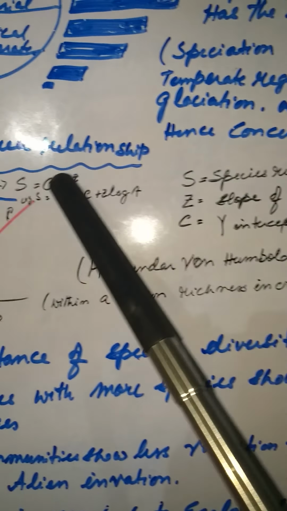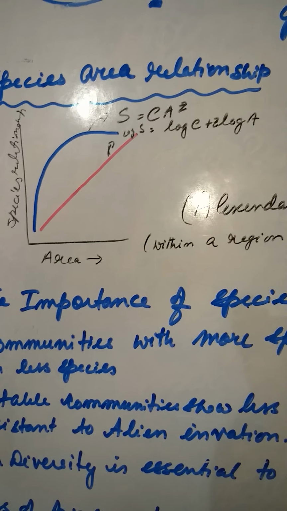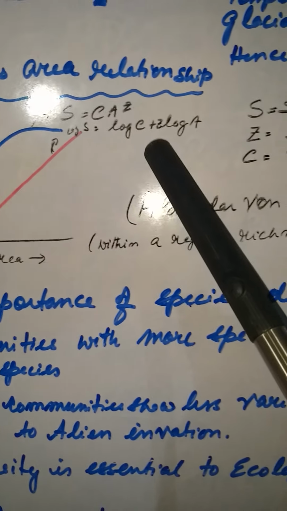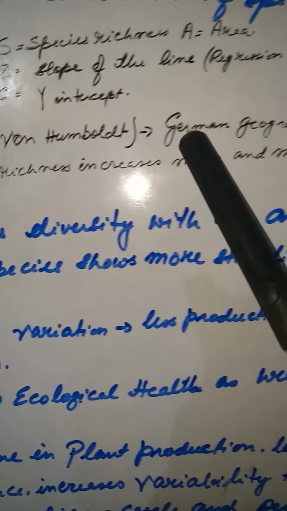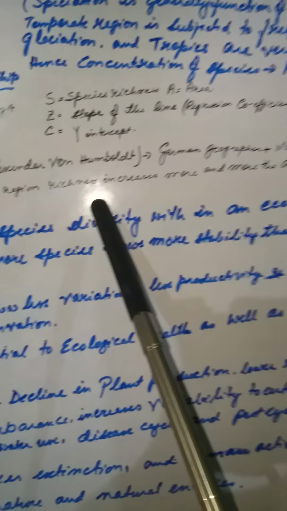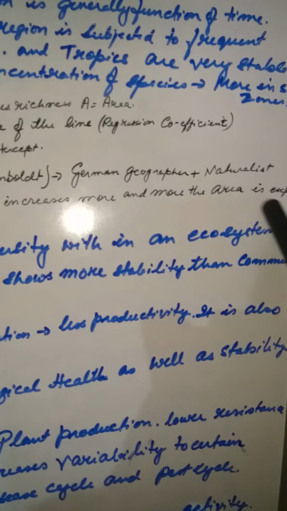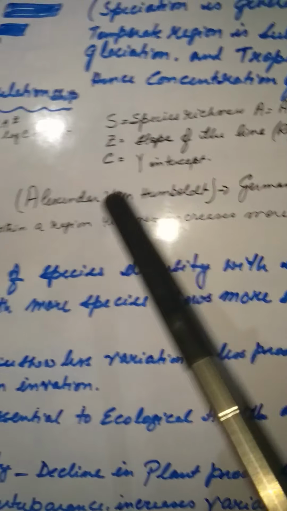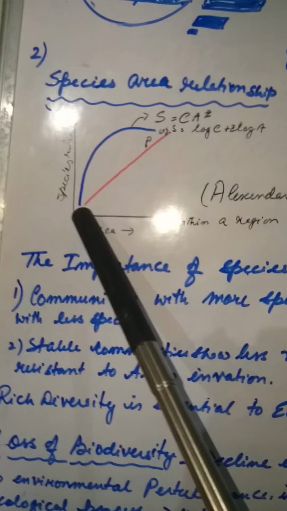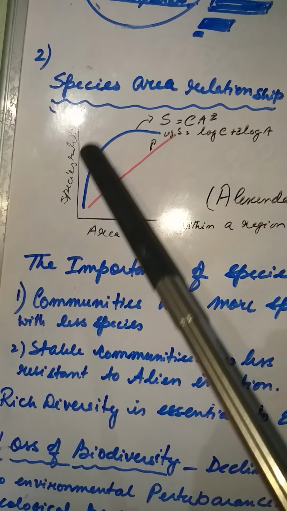Now hence, you see the second one, we have the species area relationship. This species area relationship is shown by an equation that was coined by Alexander von Humboldt. He was a German geographer and a naturalist. Now he said that within a region, the richness increases more and more as the area is explored. The more and more you explore the area, the richness of the species will increase. So if we take the species richness on the y-axis and area on the x-axis, we get a rectangular hyperbola.